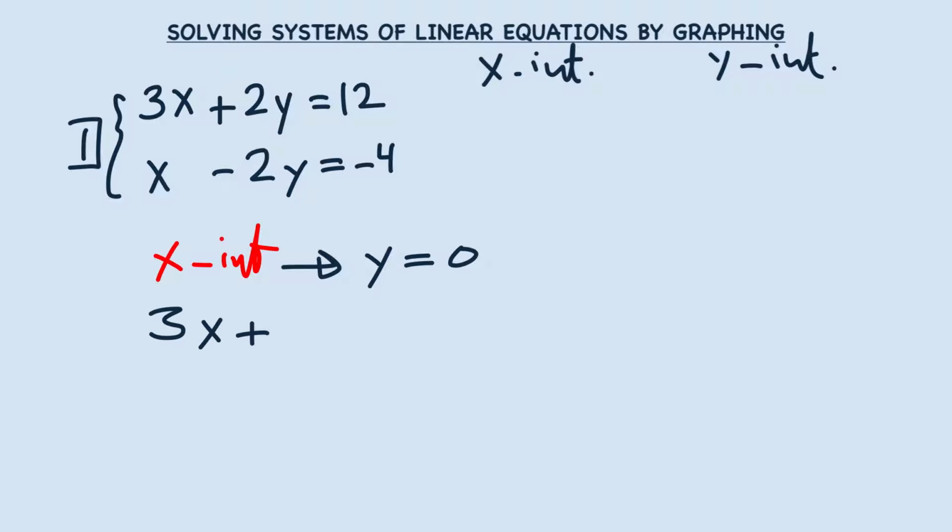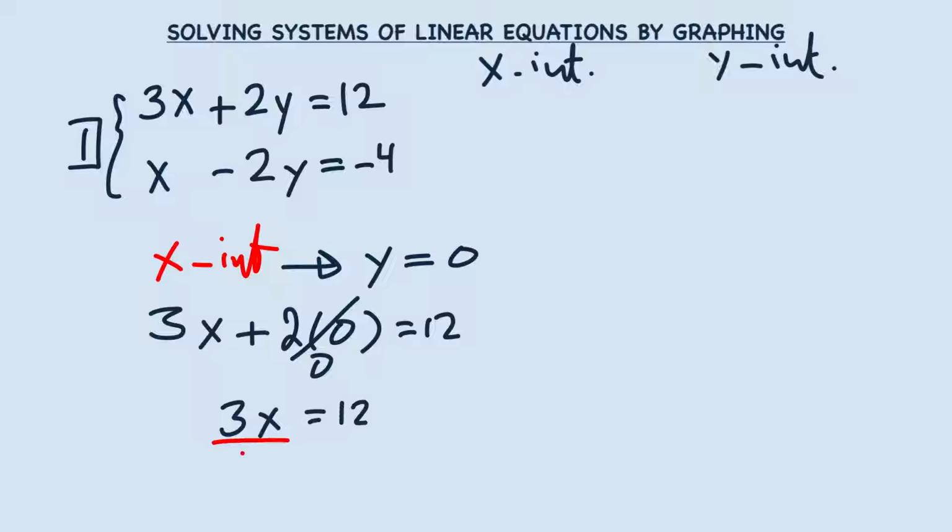3x + 2, now instead of writing the letter y, we have to replace it with 0, because we need to put y = 0, right? We are plugging 0 instead of y, equals 12. Now this is 0, so 3x = 12. I will have to divide both sides by 3. These will cancel out, so I have x = 4. So this means the x-intercept for the first equation is (4, 0).